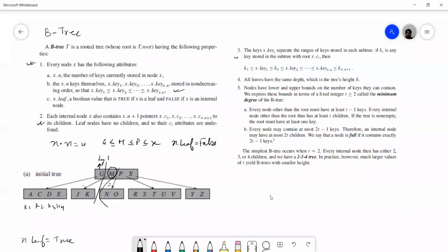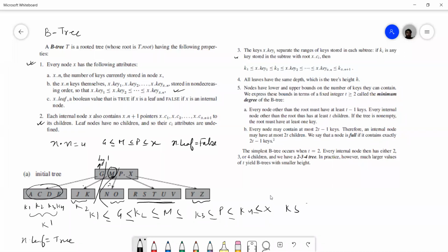So K1 is less than x dot key 1. These whole keys we represented by capital K1. K1 is less than key 1. It means G. So obviously A, C, D, E are less than or equal to G. And it is less than or equal to K2. Then again this is less than or equal to the second key M. Then again this is less than or equal to K3, then less than or equal to the third key P. Then again it is less than or equal to K4, then less than or equal to X. And again this is less than or equal to K.